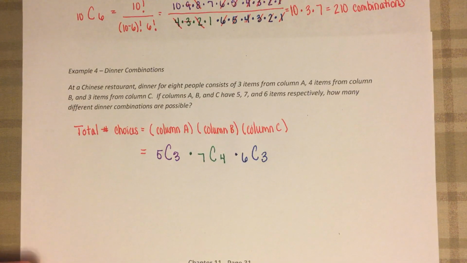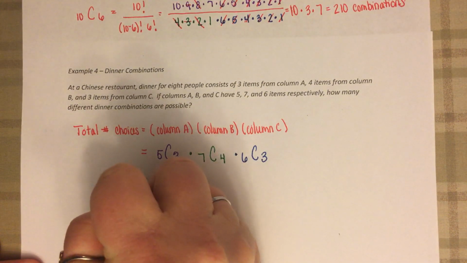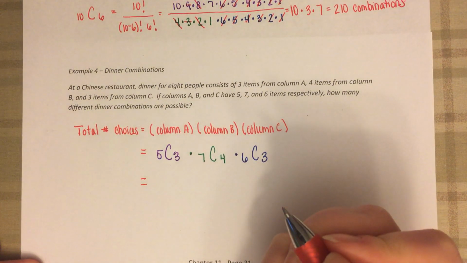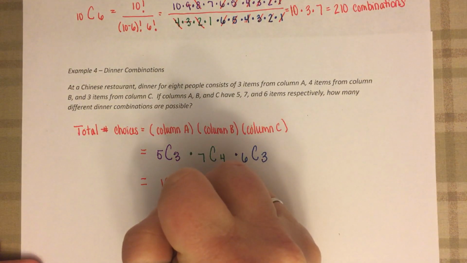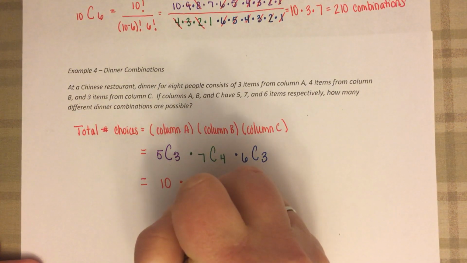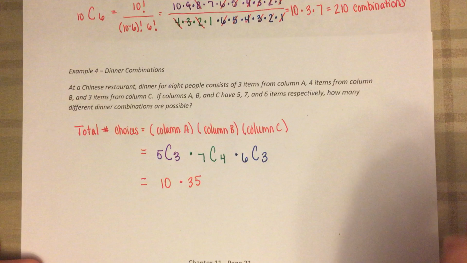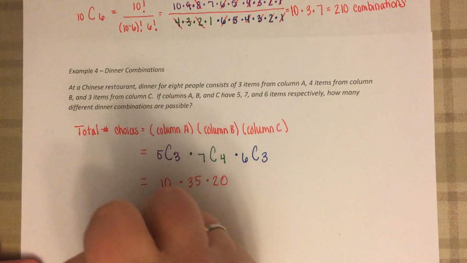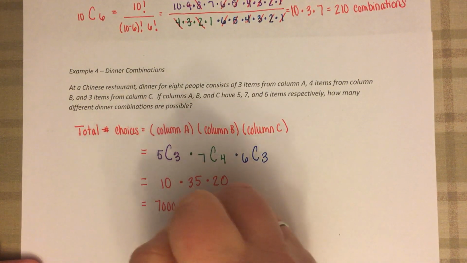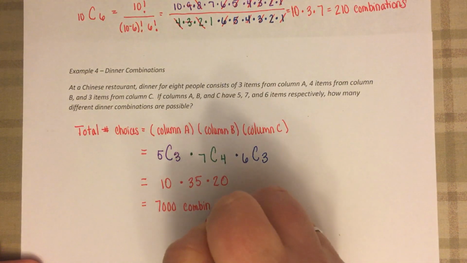Okay. Now, partially for comparison sake, I'm not going to work through every single one of these combinations by hand using what we did in example 2 and example 3. We're just going to use our calculator to generate these different values. So if we type 5C3 into our calculator, that's going to give us 10 combinations for that first column. 7C4 is going to give us 35 combinations for that second column. And then 6C3 is going to give us 20 combinations for that last column. Then if we multiply these all together, we get 7,000 combinations.